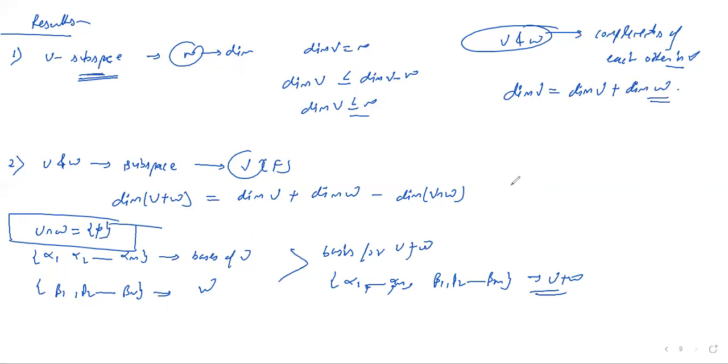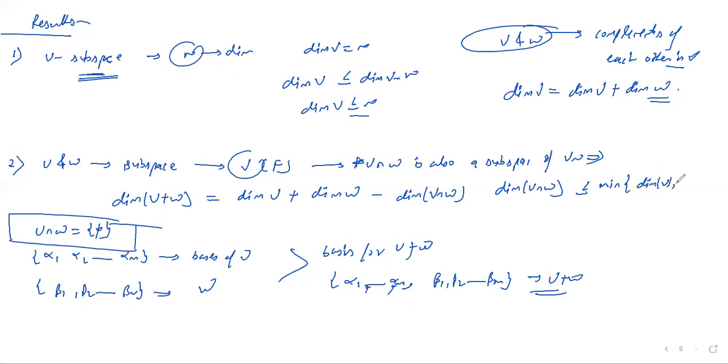Okay, now the other thing is that we are taking U and W to be two subspaces of a vector space Vn. Then U intersection W is also a subspace of the vector space Vn. This is what we have studied in the earlier lecture. And if I define the dimension of U intersection W, then this will be less than or equal to the minimum of dimension of U, comma, dimension of W.